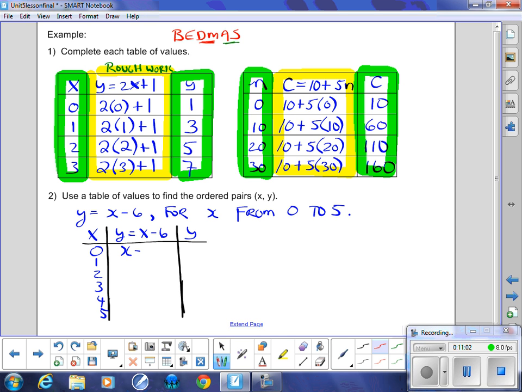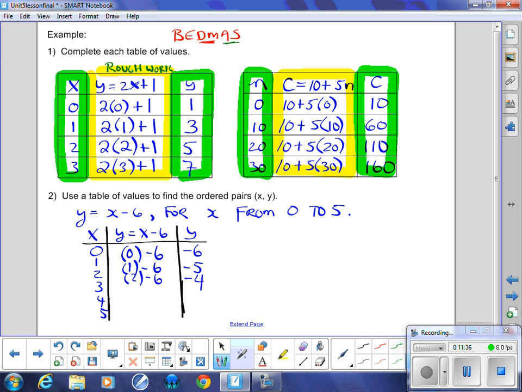So x take away 6. You're probably saying, what's he doing? My x value is what I'm replacing right here, so that means I'll use brackets. So 0 take away 6. The nice thing here is there's no multiplication, so it's just simply you plug into the calculator. 0 take away 6 is negative 6. 1 take away 6 is negative 5. 2 take away 6 is negative 4.